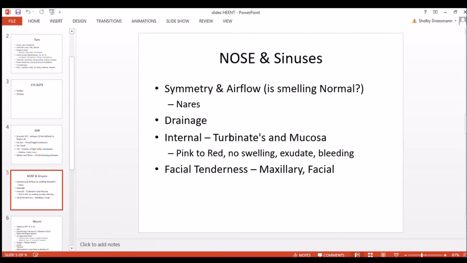Note any spasms, weakness, unilateral or bilateral muscular weakness, abnormalities, tremors.